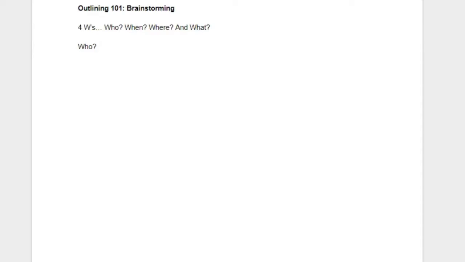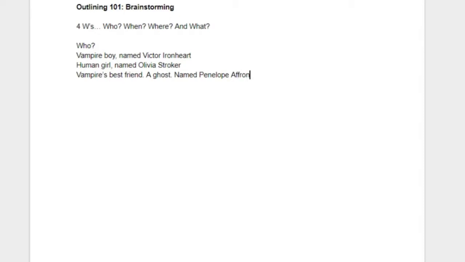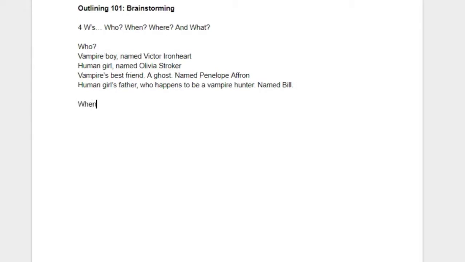Let's start with our boy, and we're naming him Victor Ironheart. That's a cool name, right? Alright, then we're going to have the human girl, and we're going to name her Olivia Stroker. And then we're going to create a vampire and a ghost by the name of Penelope Afron. And then we have our human girl's father, who's a vampire hunter, and we're going to name him Bill. There's got to be at least one normal name in there, right?